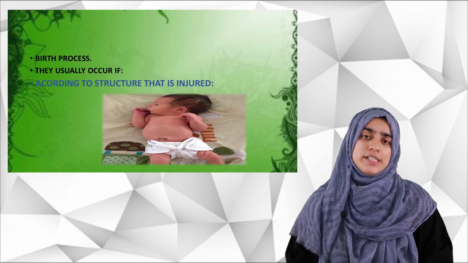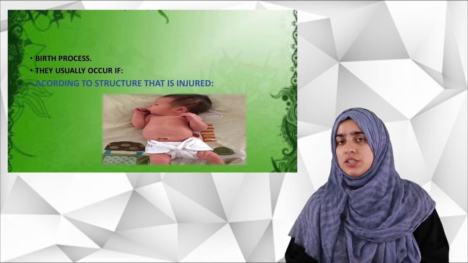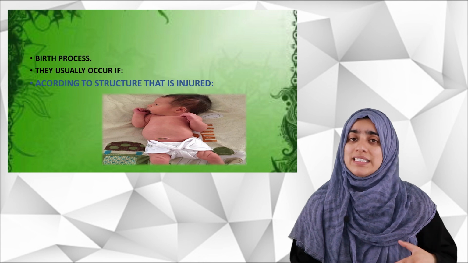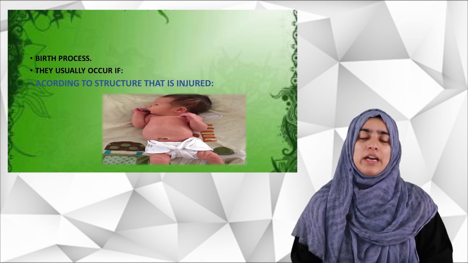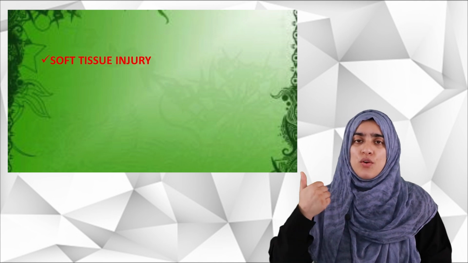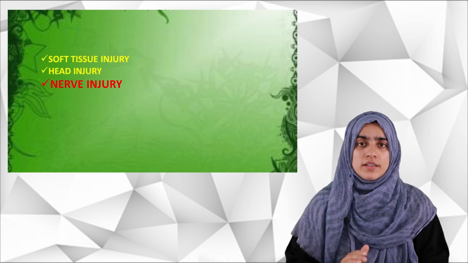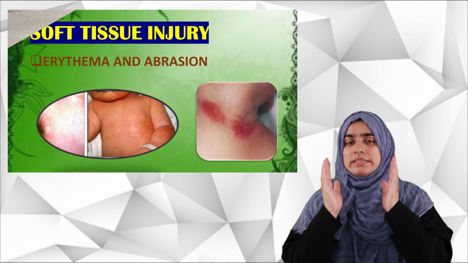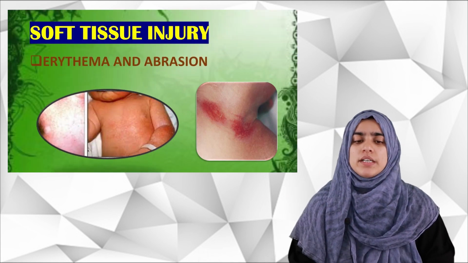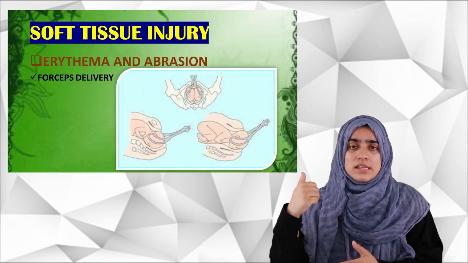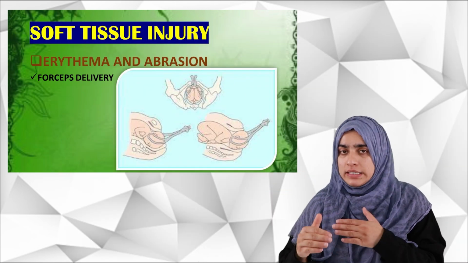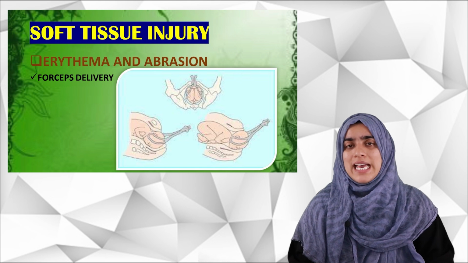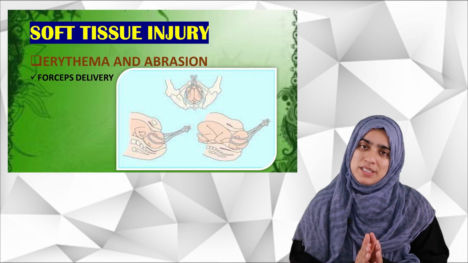These birth injuries can be classified according to the structure that is injured. That means the part which is injured will be classified according to that. It may include soft tissue injury, head injury, and nerve injury. First, we'll be talking about soft tissue injury. These soft tissue injuries may include erythema and abrasion. This particular injury may occur when forceps are applied during the delivery, and it may directly cause abrasions or erythema on the baby's body.